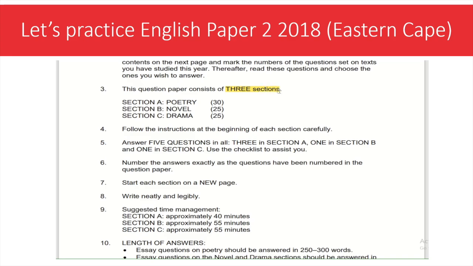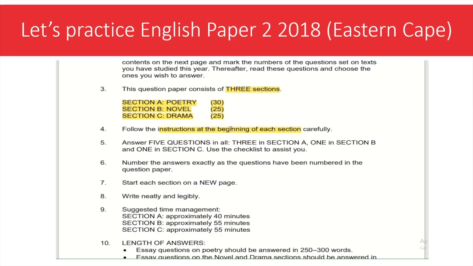3 different sections. We have Section A, which is always poetry, for 30 marks. We have Section B, which is your novel, for 25 marks. And then we have Section C, the drama, for 25 marks. Then it does say here, follow the instructions at the beginning of each section carefully.